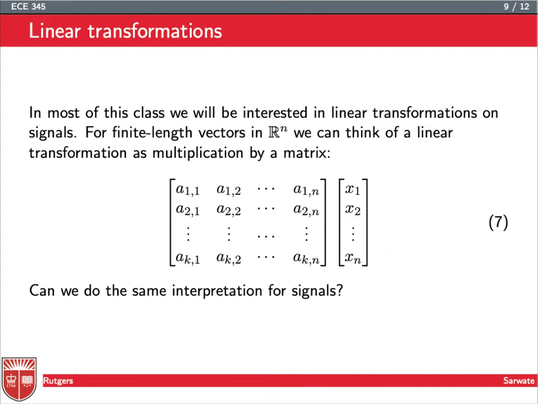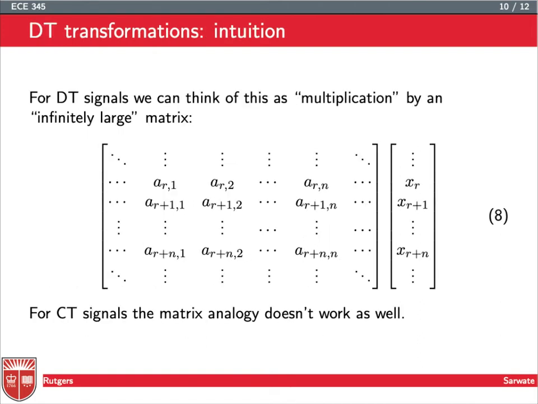So what about linear systems or linear transformations? If you think about linear algebra, we often talk about matrices times vectors. I mean, that's just the thing. You have a vector, and one thing you can do with it is multiply it by a matrix. So can we do the same kind of interpretation for signals? And it turns out, yes, we can think of linear systems as being multiplication by like an infinitely large matrix.